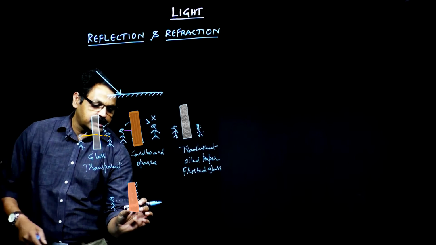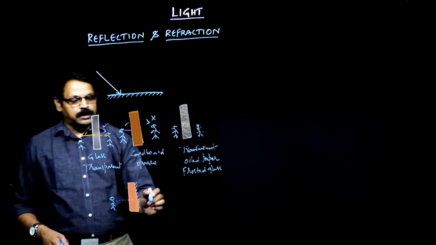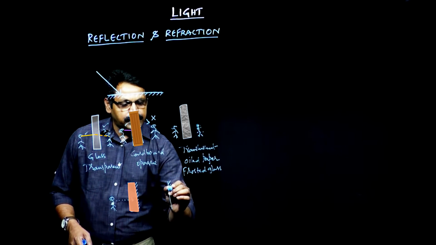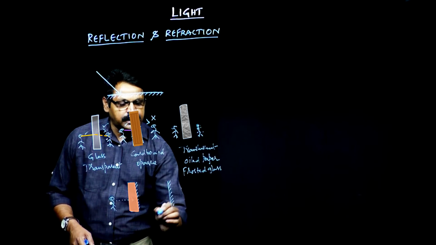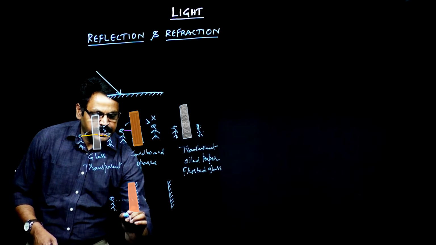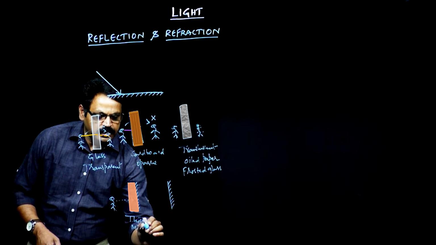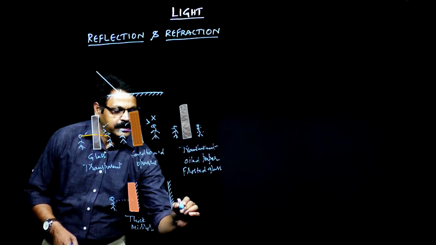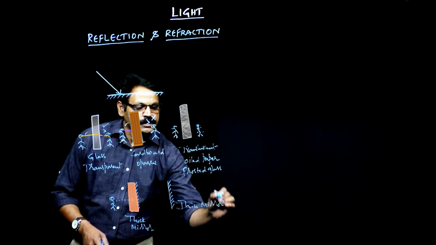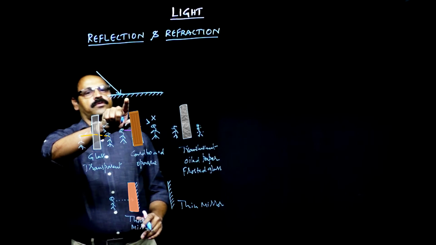And if at all the thickness of the mirror is more, then you call it a thick mirror. If the thickness is less, you call it a thin mirror. So a thin mirror is always represented with a single line with polishing. These dots represent the polishing. So this is called a thick mirror. And here this is called the thin mirror. These are the mirrors. Now we are considering the thin mirror over here.